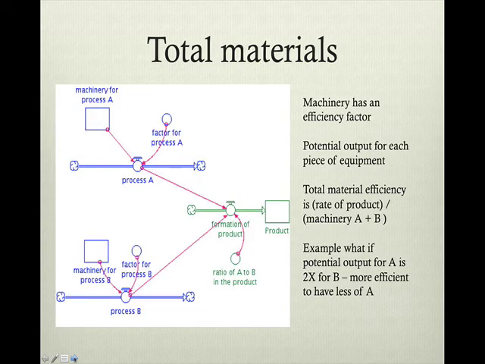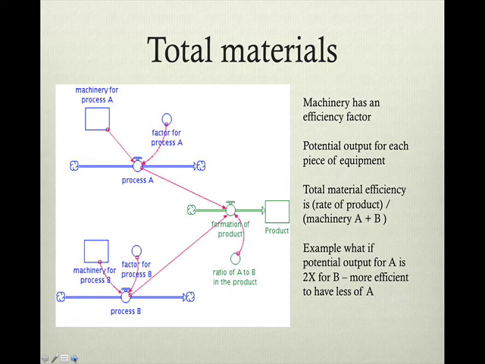So, looking at the total materials approach, let's take the example where we have two processes, process A and process B. Each of these processes requires some sort of machinery, and then that machinery for running the process has a particular factor of its own efficiency. Now, these processes might be things like machines on a factory floor, or they might be the components in a biological system, such as, you might have a certain amount of stomach and a certain amount of lungs, and you've got to balance those.